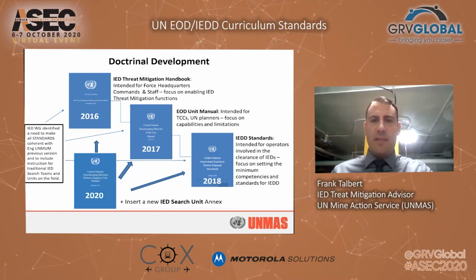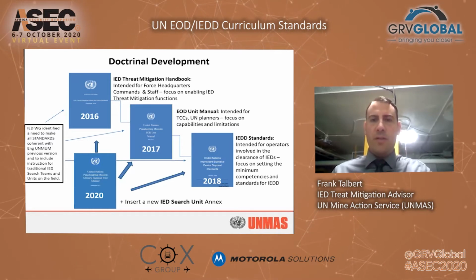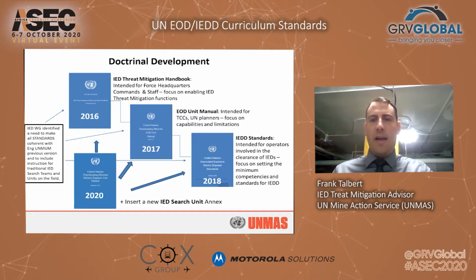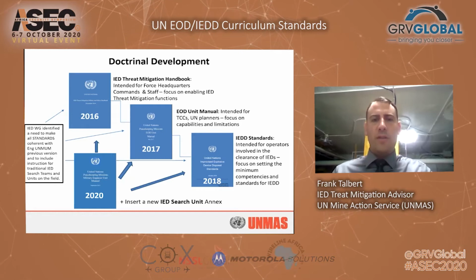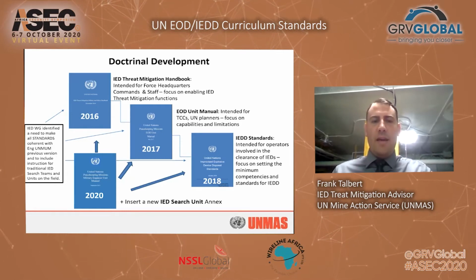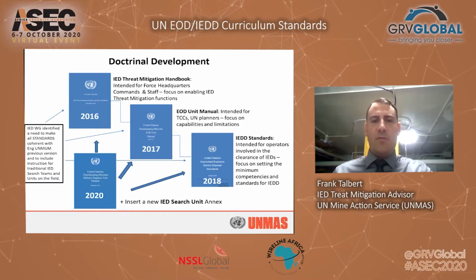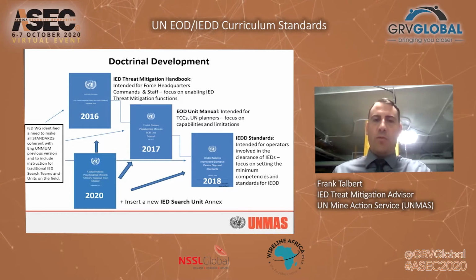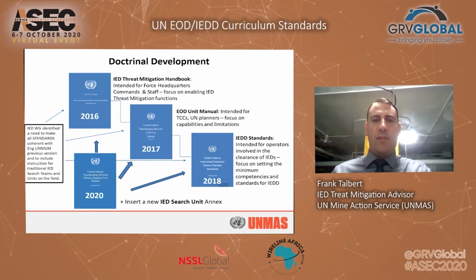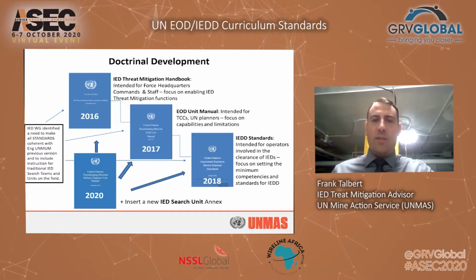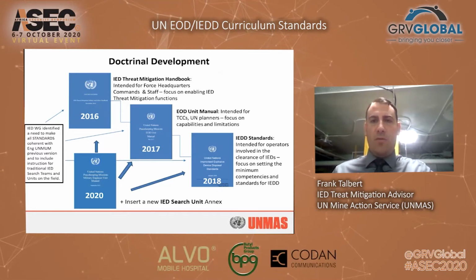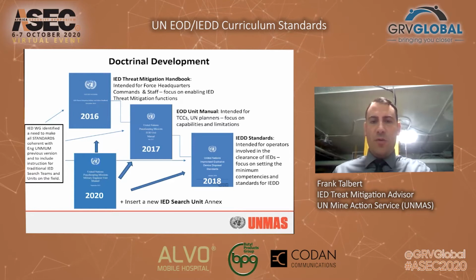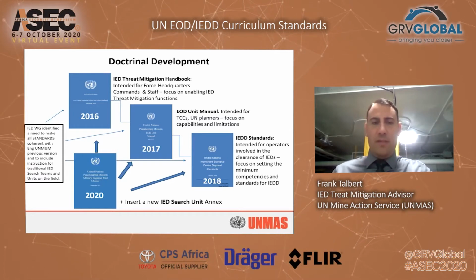So in 2017, the first iteration of the EOD Unit Manual was created, and in 2018, UNMAS created the IEDD standards. In early 2020, the second iteration of the Engineer Unit Manual with a new IED Search Unit Annex was created, and it was recently adopted by the UN within the last 2 months. And in early 2020 as well, the EOD Unit Manual went through its second revision and is currently in the final stages of review before it is adopted within the Office of Military Affairs.